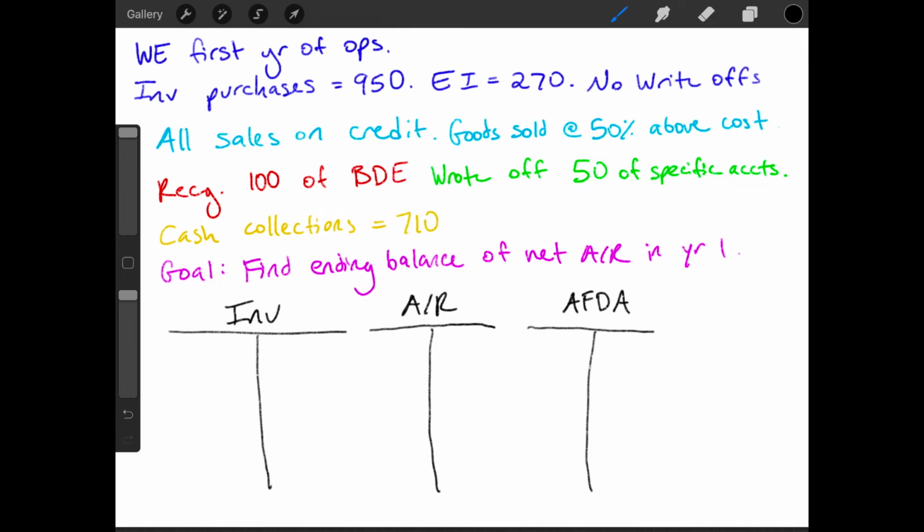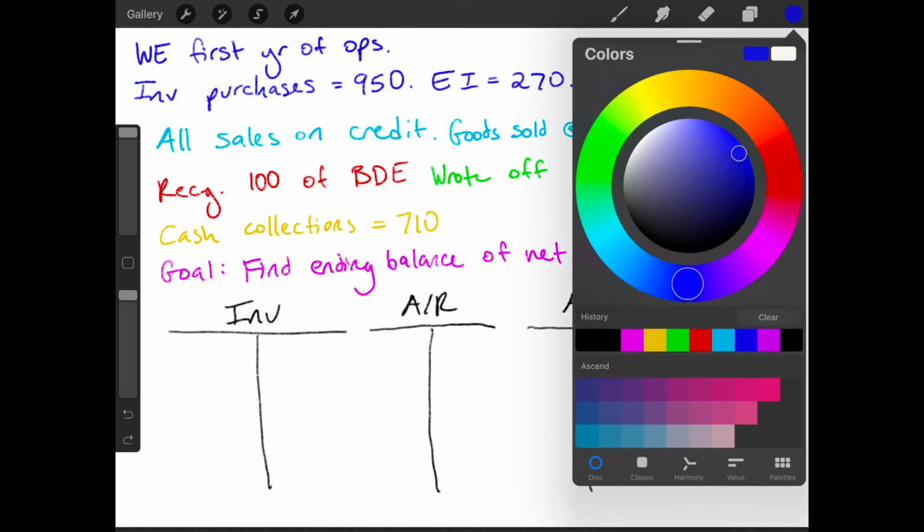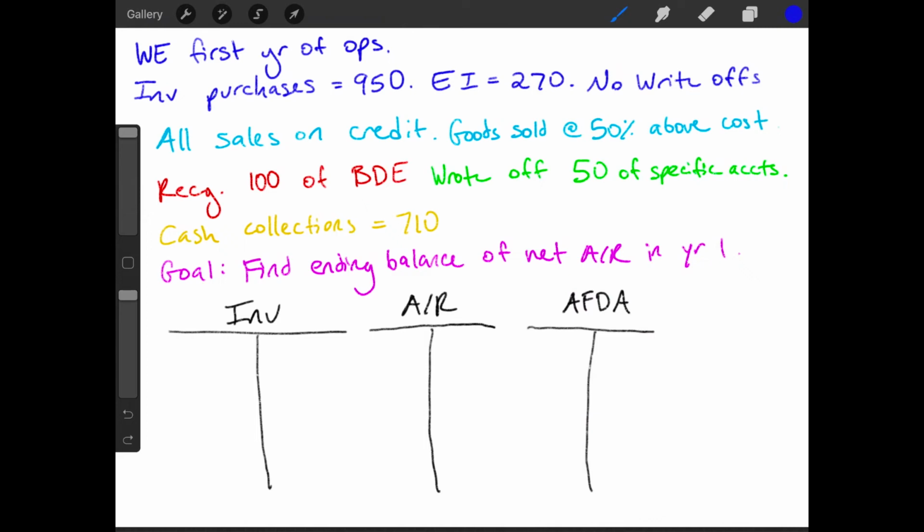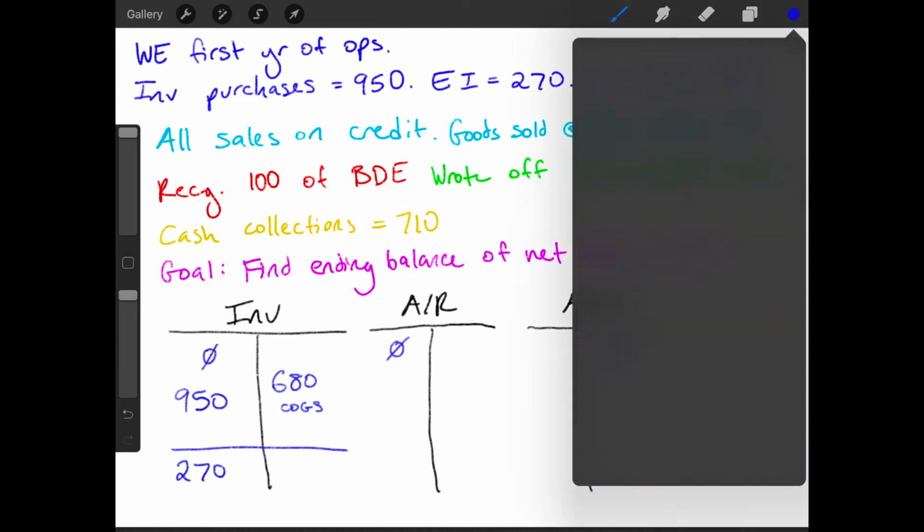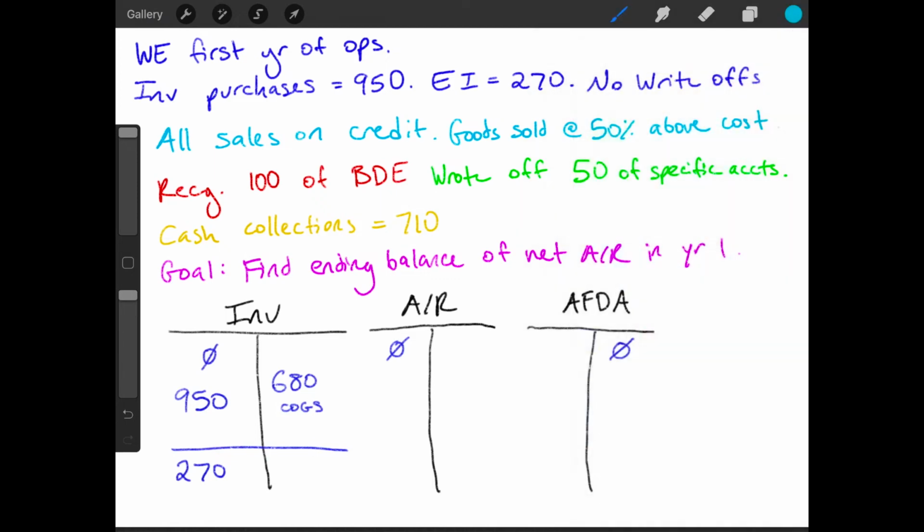So starting off, this company is in its first year of operations, and that's significant because it means that all of the beginning balances in these accounts will be zero. Next, moving on to my inventory, I had purchases of $950 to increase that account. My ending inventory was $270. And if I had no write-offs in the period, then the only thing decreasing this inventory would be my cost of goods sold, which will solve to be $680.